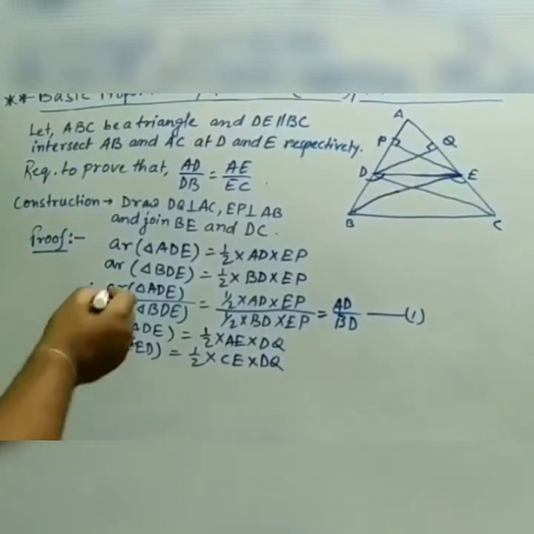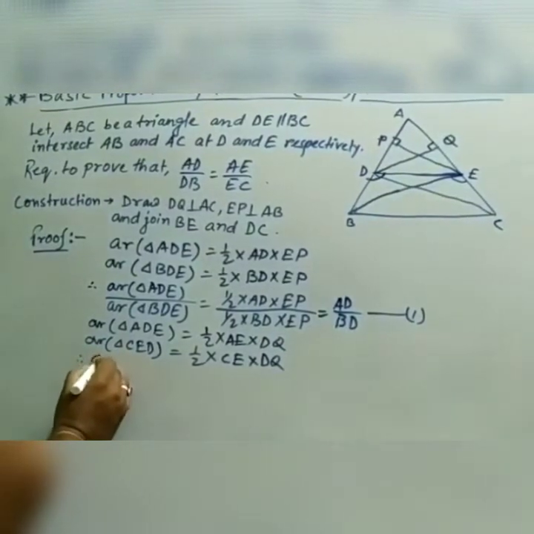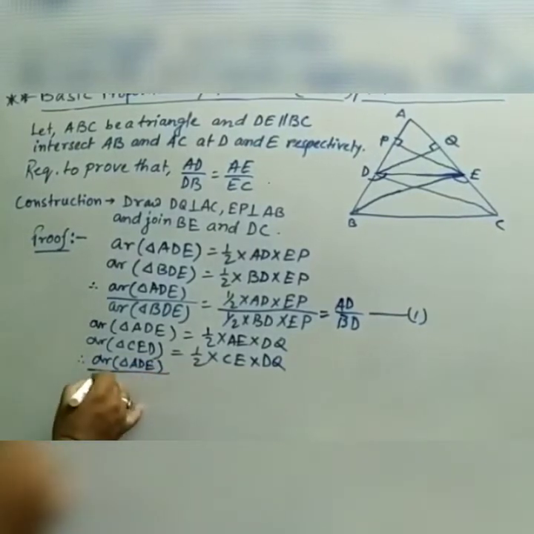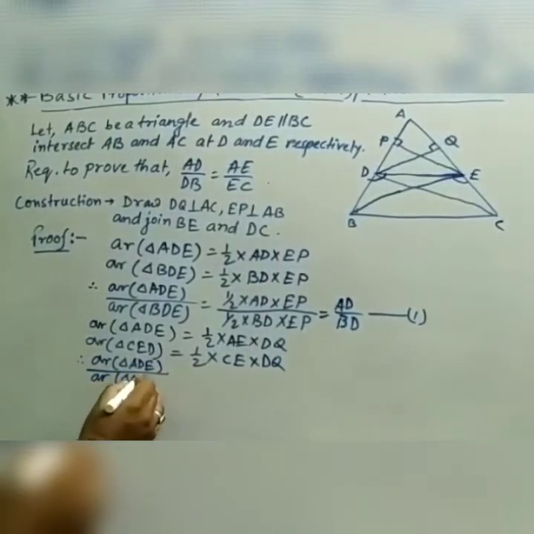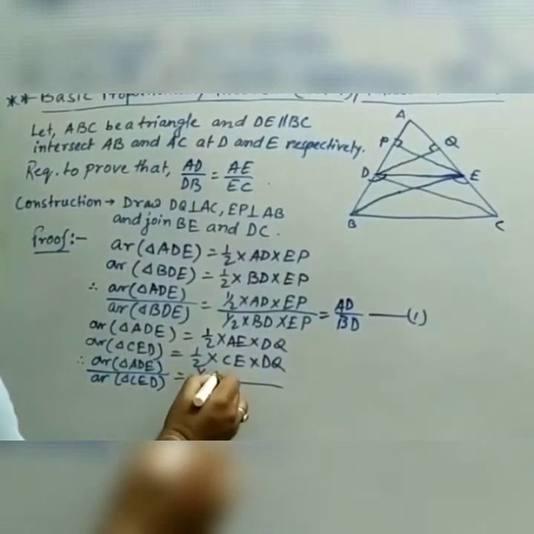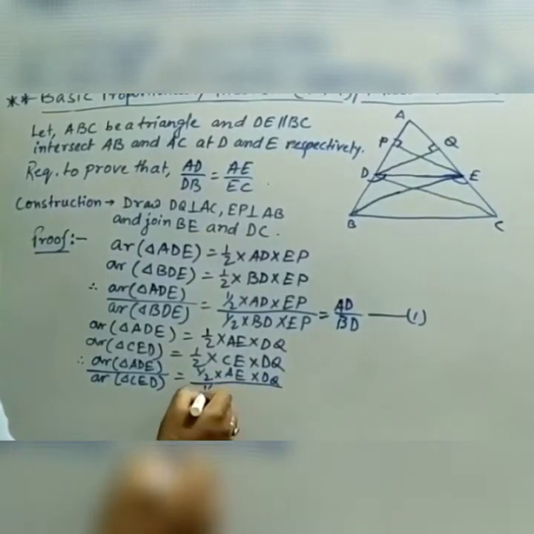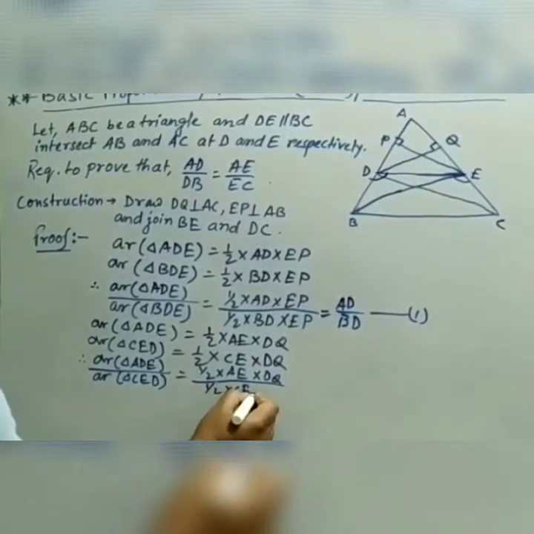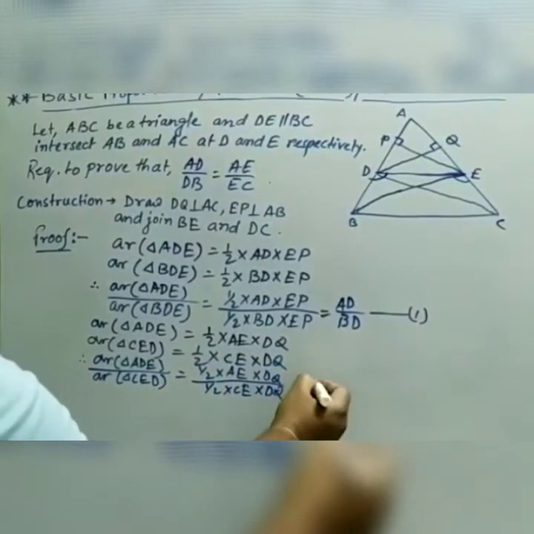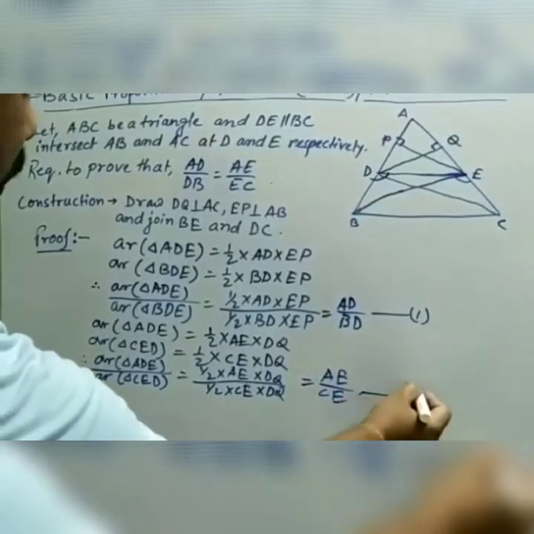Okay, so like that we will find the ratio of these two triangles. Therefore, area of triangle ADE by area of triangle CED equals half of AE into DQ, and here also half of CE into DQ. You can see DQ cancels, half cancels, so it will give AE by CE. So that's the condition 2.